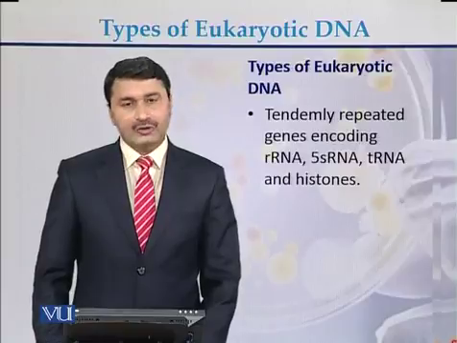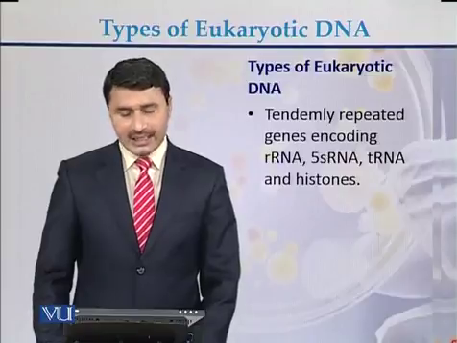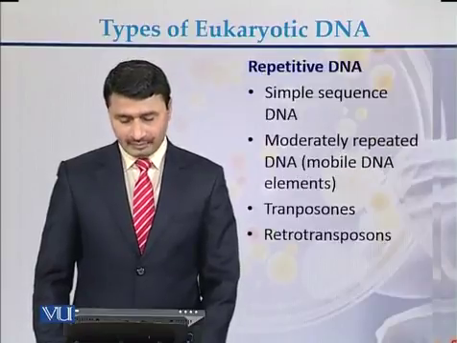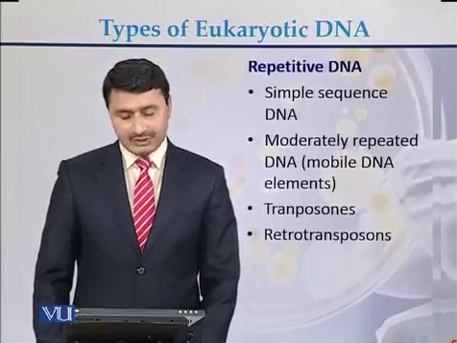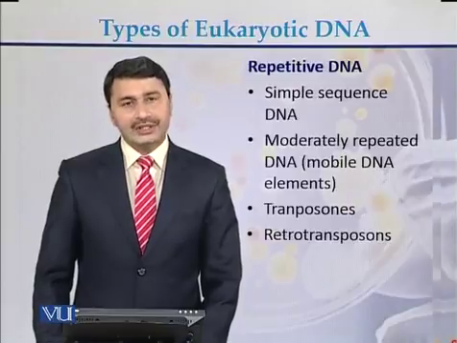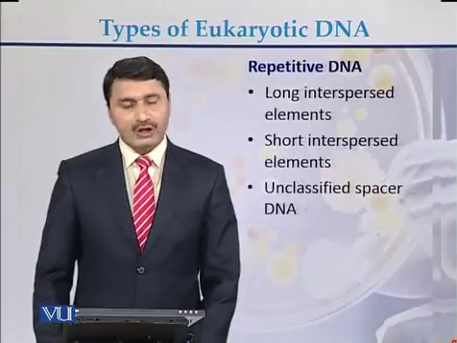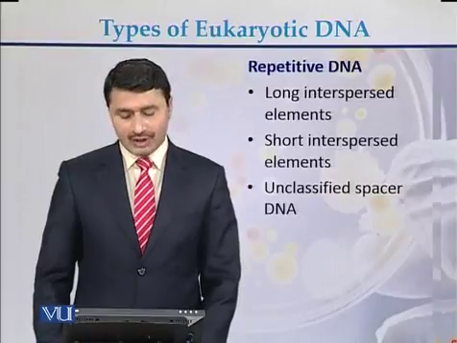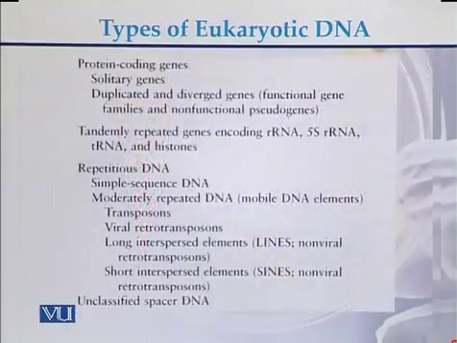Randomly repeated genes encode ribosomal RNA, 5S RNA, transfer RNA, and histones. Repetitive DNA can be in the form of simple sequence DNA, moderately repeated DNA sequences in the form of transposons, retrotransposons, long interspersed elements, short interspersed elements, and unclassified DNA. This is the detailed view of the eukaryotic DNA types.